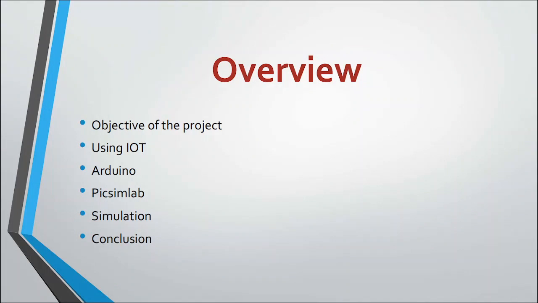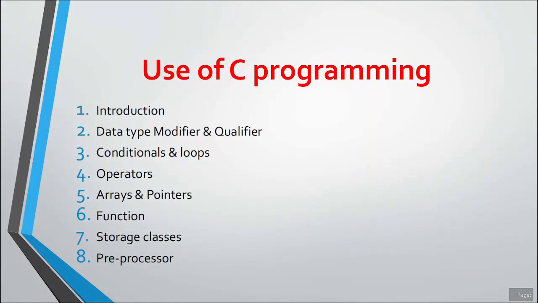Let's discuss the basic overview of the project. The main objective of the project is home automation by using IoT. Let's also discuss the Arduino Pixim Lab simulation and how we arrived at the conclusion of the home automation in the later slides. The basic programming language used for home automation is embedded C programming.